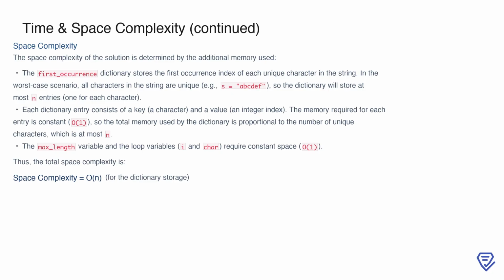Each entry in the dictionary consists of a key, which is a character, and a value, which is an integer index. Since the memory required for each entry is constant, or O(1), the total memory used by the dictionary is proportional to the number of unique characters, making it O(n). Additionally, the loop variables and the max_length variable require constant space, or O(1). Therefore, the total space complexity of the solution is O(n), driven primarily by the dictionary storage.